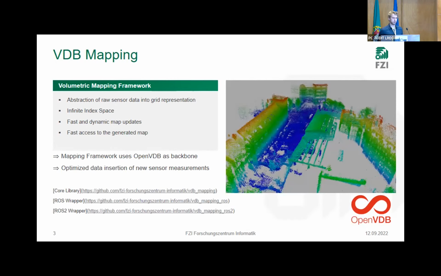And since we want to use the full 3D space for the path planning, we wrote VDB Mapping, which is a volumetric mapping framework based on VDB, which is a quite fast data structure for voxel representations. So basically it abstracts the raw sensor data into a grid representation and has infinite, well, literally infinite index space. It's only restricted by the amount of RAM you have on your PC. It is quite fast to integrate new sensor data with it, and you can access the generated maps also quite fast. We also open sourced the whole framework as a core library and a ROS1 and ROS2 wrapper if anybody is interested.